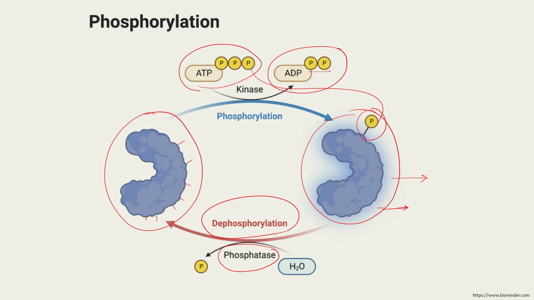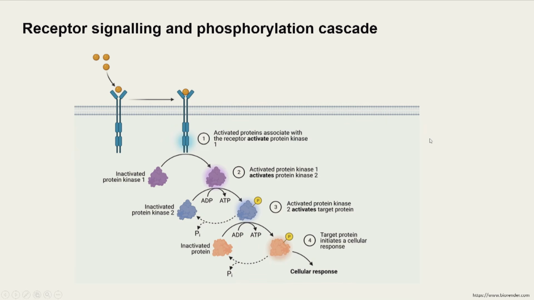So this is one very important post-translational modification that can happen in proteins, particularly proteins involved in signaling cascades. So phosphorylation plays a very important role. Let's try to understand another typical event of kinase when it comes to the surface protein. We'll try to see the receptor signaling and phosphorylation cascade. So we understood that the kinase can do phosphorylation and phosphatase can remove the phosphate group. Now let's try to see.